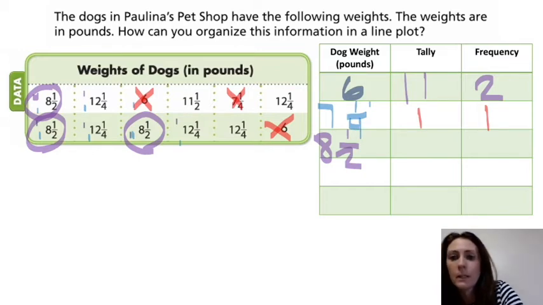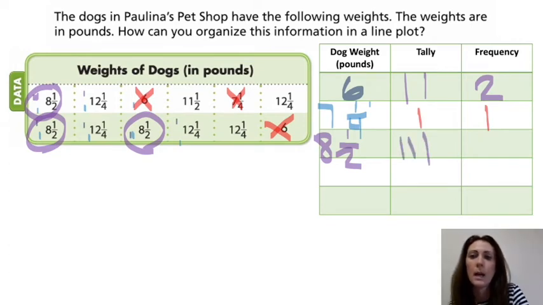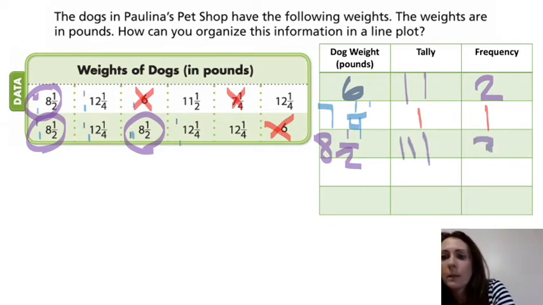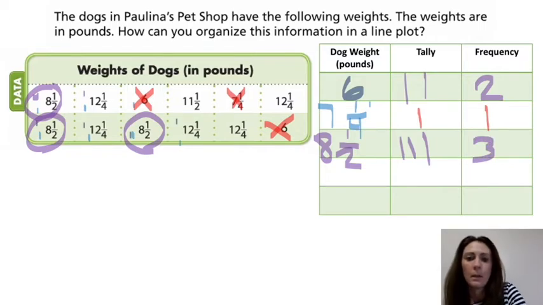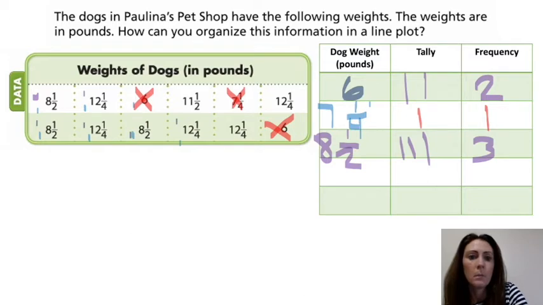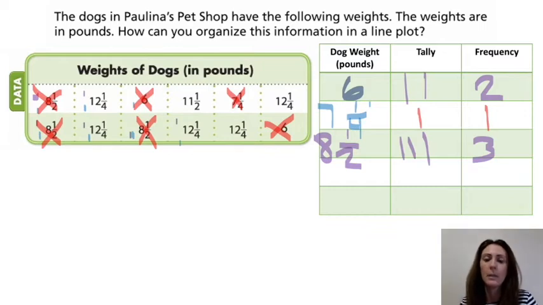Right, I should have 3 tally marks. 1, 2, 3, because it was represented 3 times. That frequency would be 3. And then I would just mark them off so that I'm not double counting and I'm keeping track of my data and being nice and organized. All right, so let's see what comes after 8 1/2.